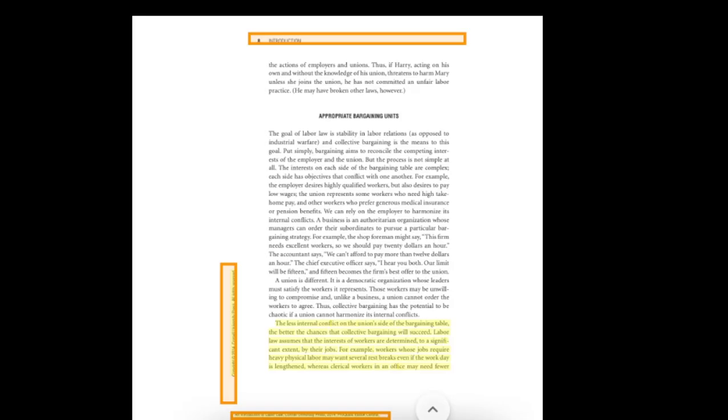Labor law assumes that the interests of workers are determined, to a significant extent, by their jobs. For example, workers whose jobs require heavy physical labor may want several rest breaks even if the workday is lengthened, whereas clerical workers in an office may need fewer breaks and prefer a shorter workday. It follows that the more similar the jobs of workers whom a union represents, the less the internal conflict on the union side of the table and, therefore, the better the chance that collective bargaining will succeed.